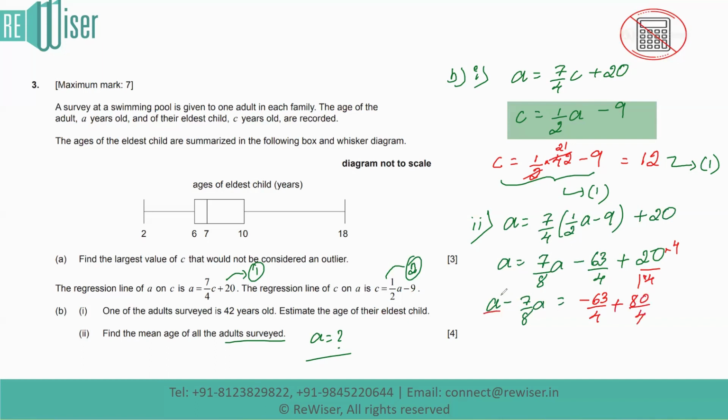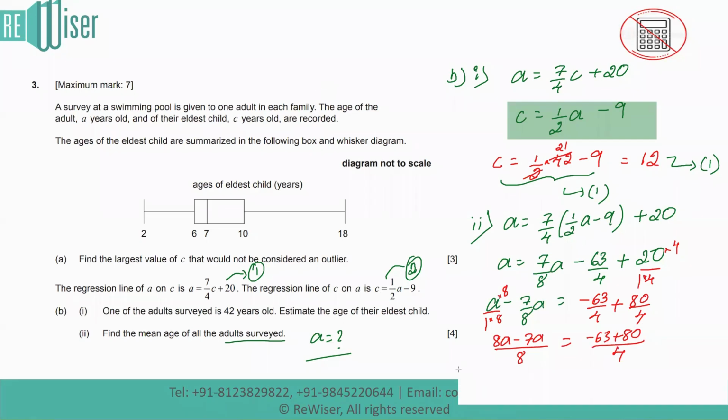Similarly, I'm going to multiply here with 8 and 8. So in that case, I'll have 8A minus 7A, and the common denominator is 8. On the other side, minus 63 plus 80, and the common denominator is 4. From here, to solve for A, 8A minus 7A is just A. So A over 8 is equal to minus 63 plus 80 is 17, so 17 by 4. You can also simplify it like this: 4 ones are, 4 twos are. Then if 2 goes to the other side, it gets multiplied. So A is equal to 34.